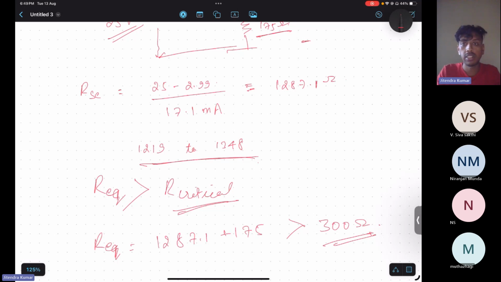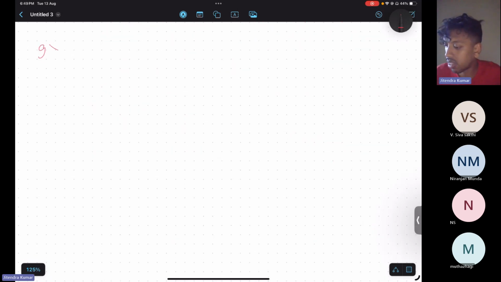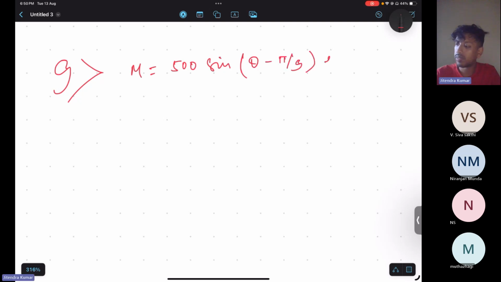So the next question is related to the electrodynamic ammeter. I hope you must have solved it. Ninth question. From the ninth question, we have been given the mutual inductance as 500 sine theta minus 5 microhenry, where theta is the deflection of the moving coil in radian. Now a spring constant is also given, 0.15.